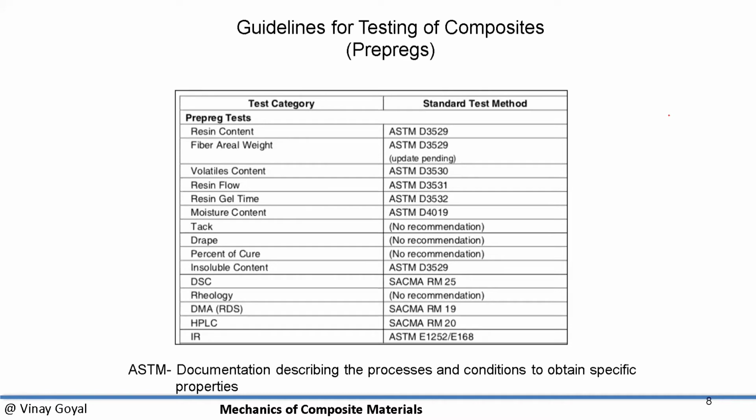And here you can see a number of tests. You have resin content. So that's basically measuring how much resin you have in the composite. And you also look at fiber areal weight. And that's typically done using the ASTM standard D3529. I encourage you really to go through this list and download this standard so you can study what it talks about. But that same standard is also used to measure insoluble content, for example.